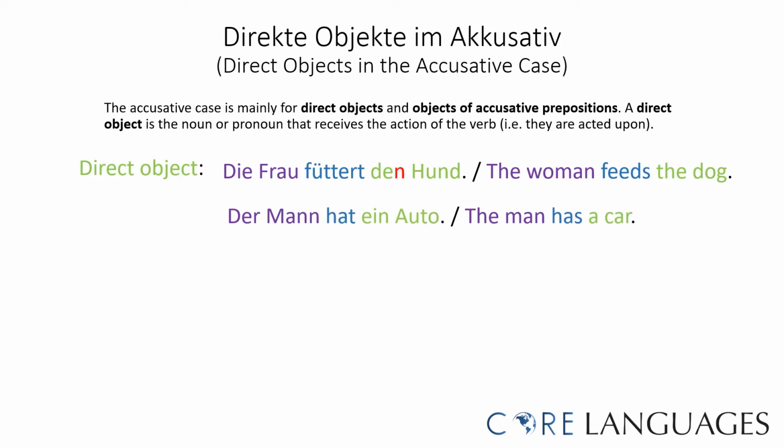Der Mann hat ein Auto. The man has a car. In this example, the car is the direct recipient of the having of it, performed by the man. Auto is a neuter noun, so you see no changes. Ein Auto stays ein Auto, even though it is in the accusative case.